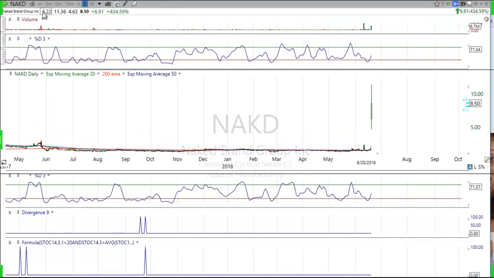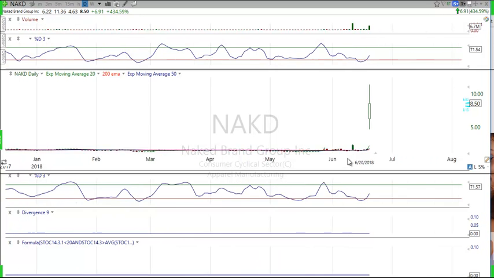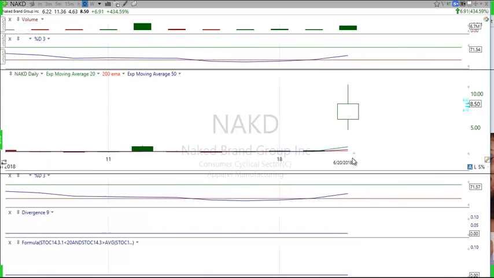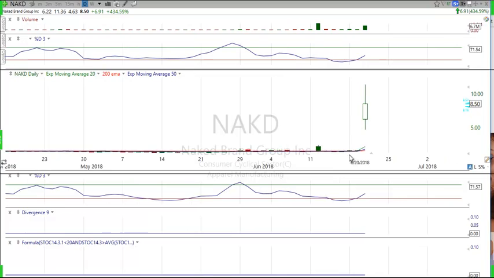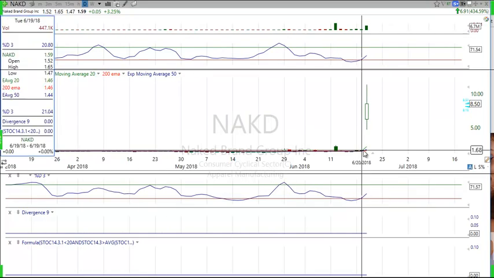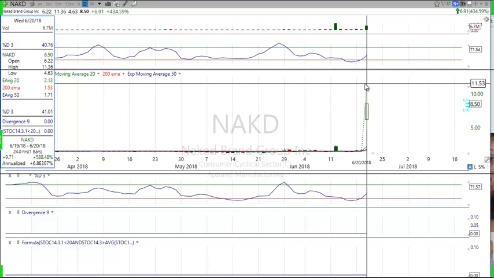This is a stock today that ran. It wasn't even an IPO. It was just a stock that started to run and then gapped up. This is actually the daily chart. It really went from $1.68 to $10 in one day.